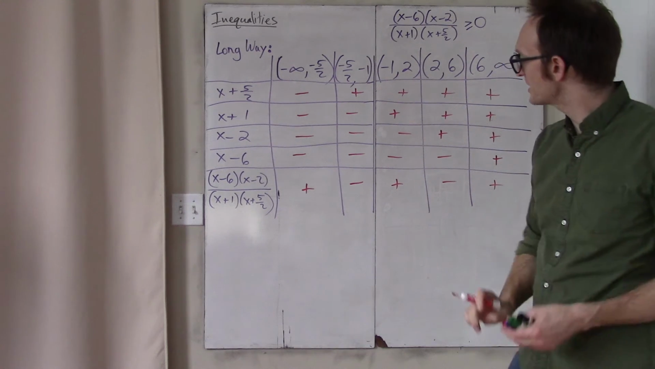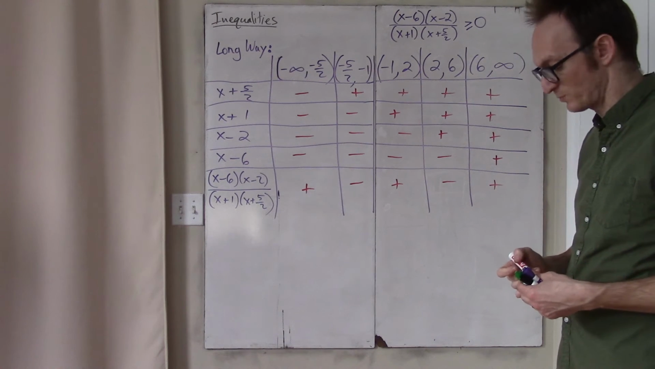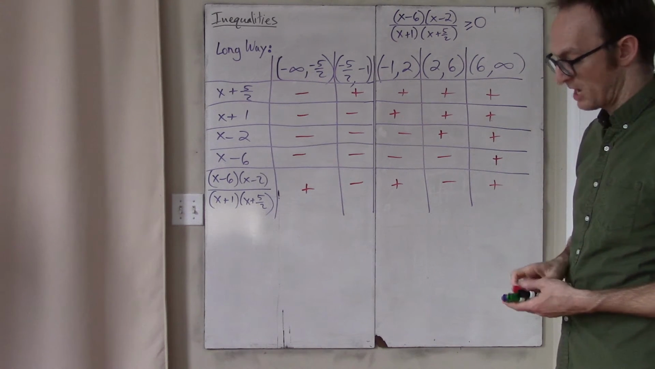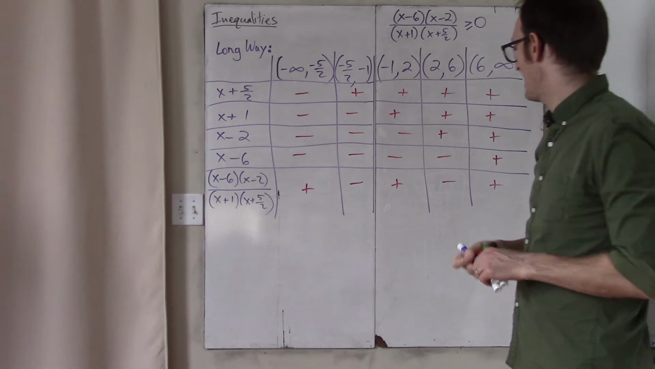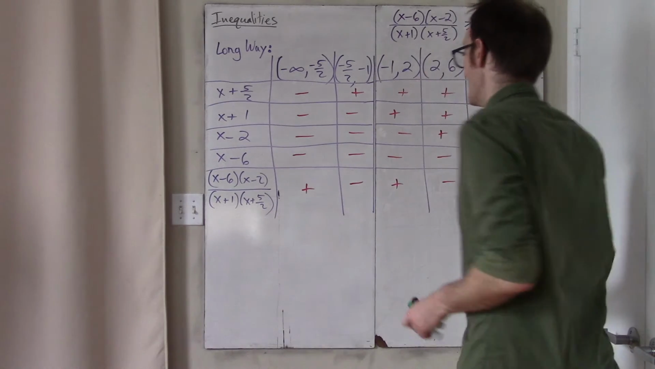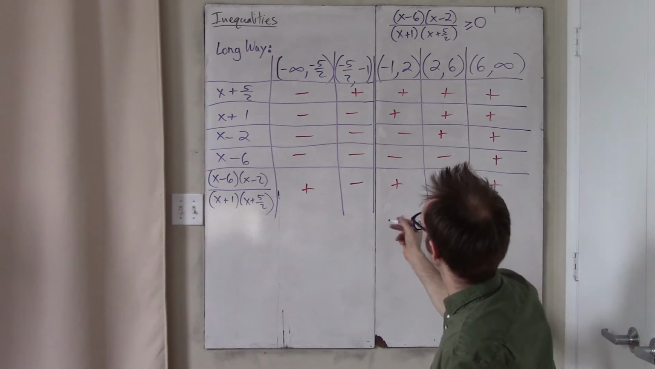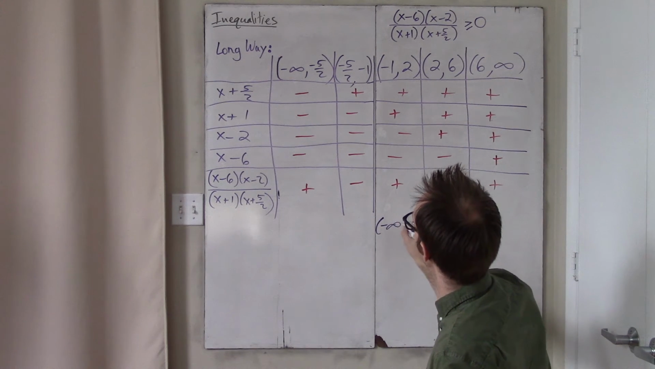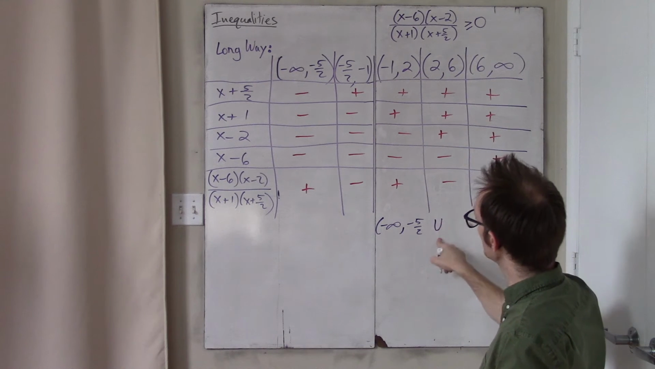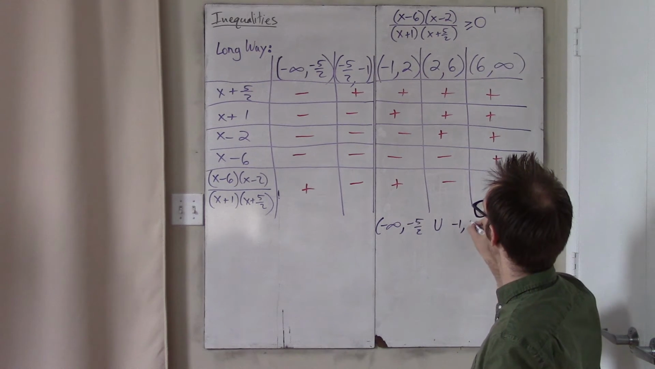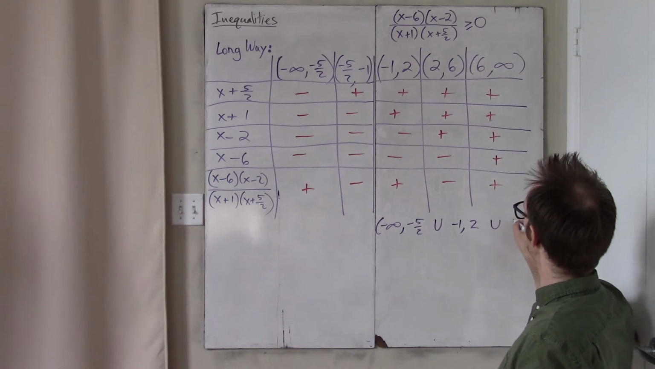Alright, and so basically, I am actually now just done with this problem, because what did the problem ask? The problem said, find all the x values for which this is greater than or equal to 0, and the answer to this whole thing is just going to be, well, these 3 intervals. So everything from negative infinity to negative 5/2, and everything from negative 1 to 2, and everything from 6 to infinity.